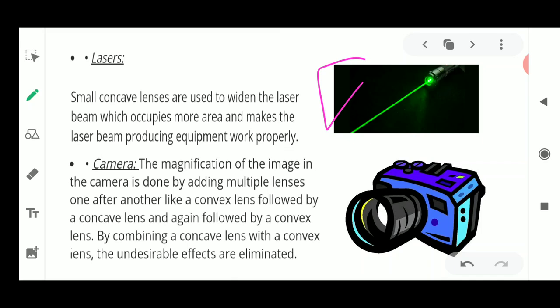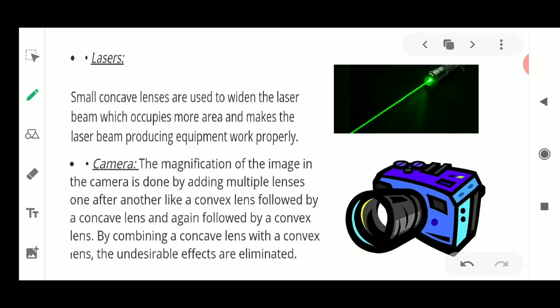Next thing is the camera, where the magnification of the lens in the camera is done by adding multiple lenses. Here is the place where you add lenses according to the device, and here also we see the combination of lenses. Sometimes concave lens and convex lens both are used. Both lenses in combination make the focus clear, and you can obtain a very nice and clear image from these cameras.